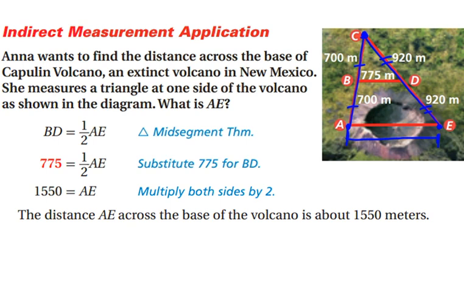So using those, you figure out that if you just measure from B to D, you know that that's going to be 1/2 the length of AE. So a very quick, easy way to do an indirect measurement to come up with the distance across this particular volcano.